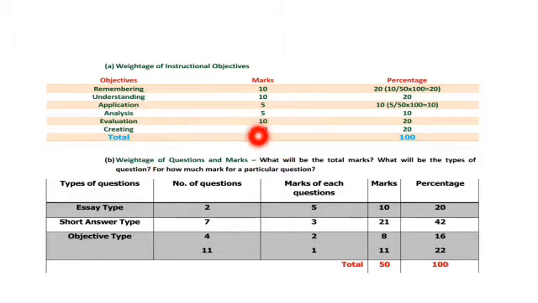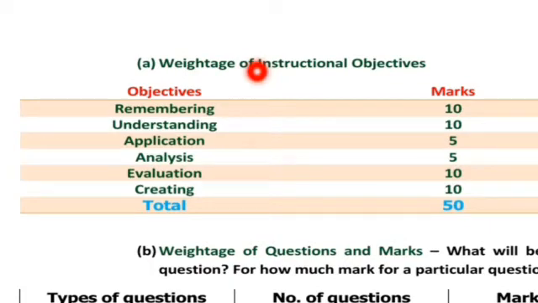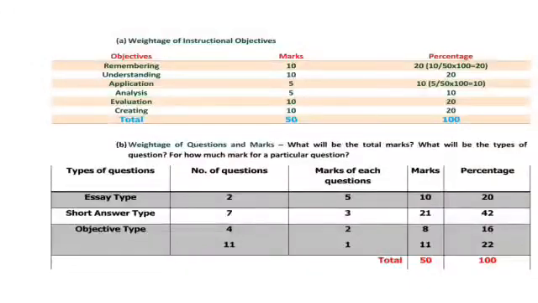Now out of this 50 marks, how much you will be giving for the remembering part, how much will be for the analyzing part, how much will you give for the creating part, and so on and so forth. In this case, you have seen that out of this 50 marks, 10 each has been given for the remembering objective, then understanding, then evaluation and creating, whereas 5 each for application and analysis. So this is how the marks have been distributed.